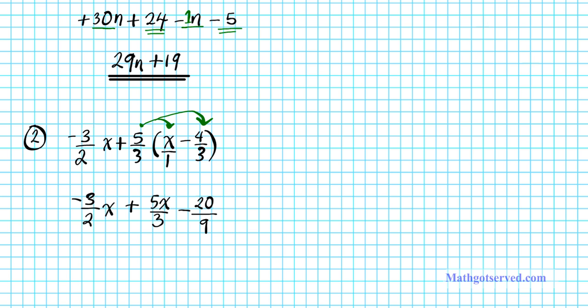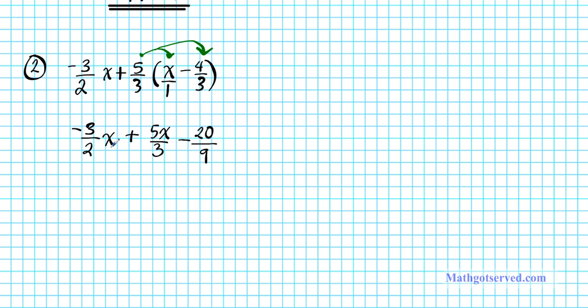Now to finish off the problem, we have to combine like terms. Now what are the like terms here? You notice this has a degree of 1, x to the first power, and this also has x to the first power. This has x to the 0th power, or is a constant. So we are going to combine the two terms with the same degree, which is a degree of 1 in the x variable. Okay, so let's go ahead and combine these two.